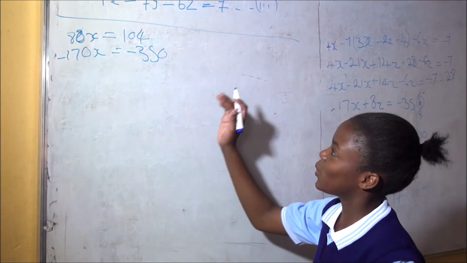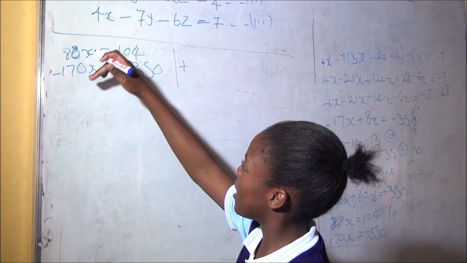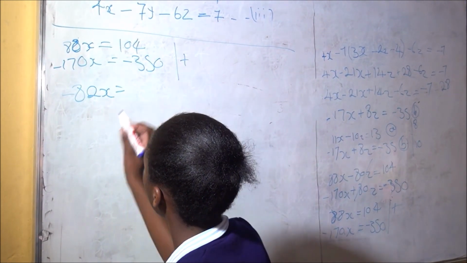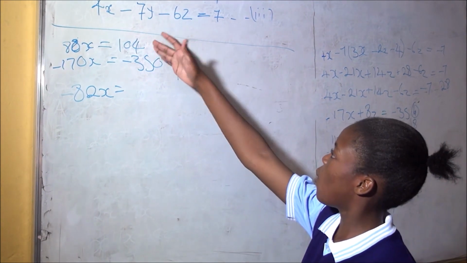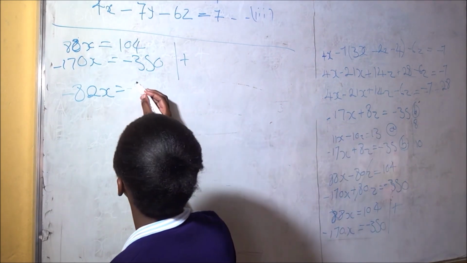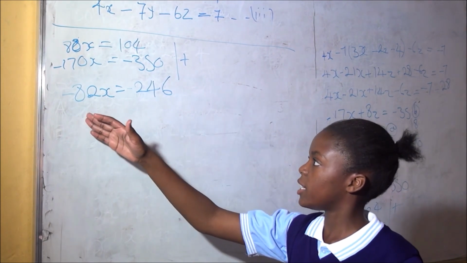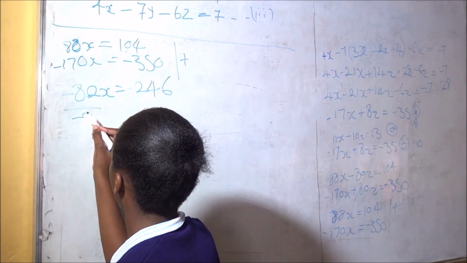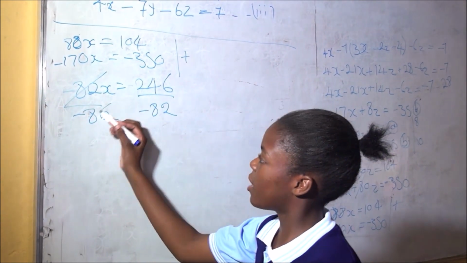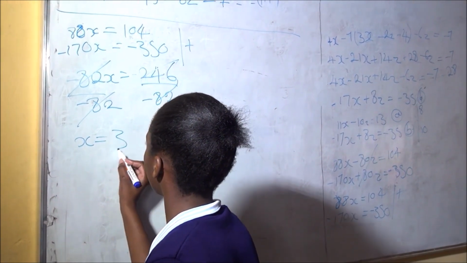Then after this, we are going to add. So when we add this and that, which is going to give us negative 82x, which is equal to, then here when we add 104 plus negative 350, which is going to give us negative 246. Then here we're going to divide both sides by negative 82. We cancel there, there and there. So here we're going to have x, it's equal to 3.